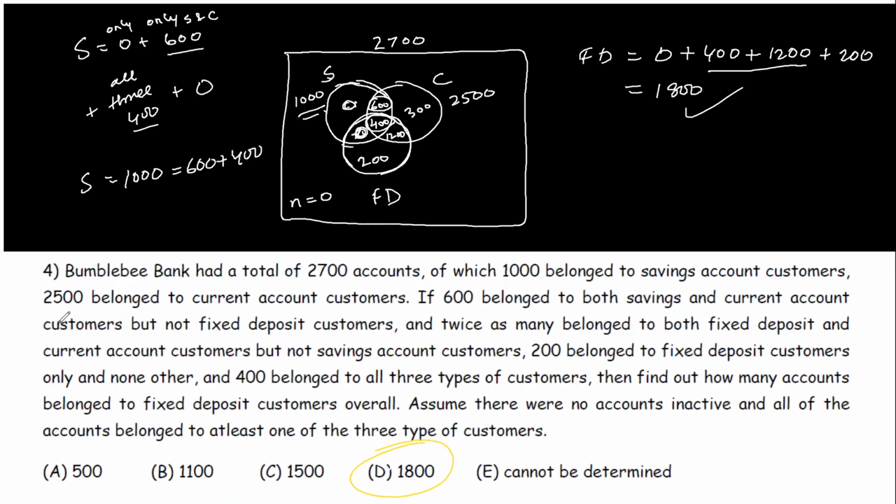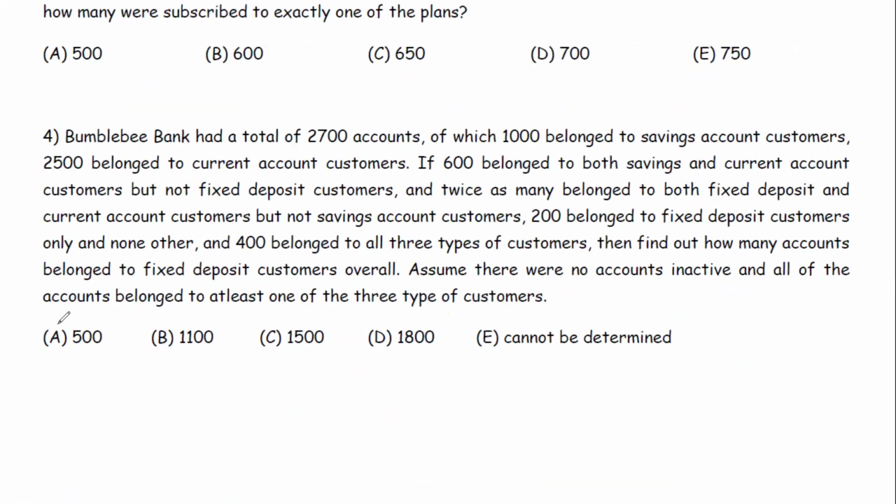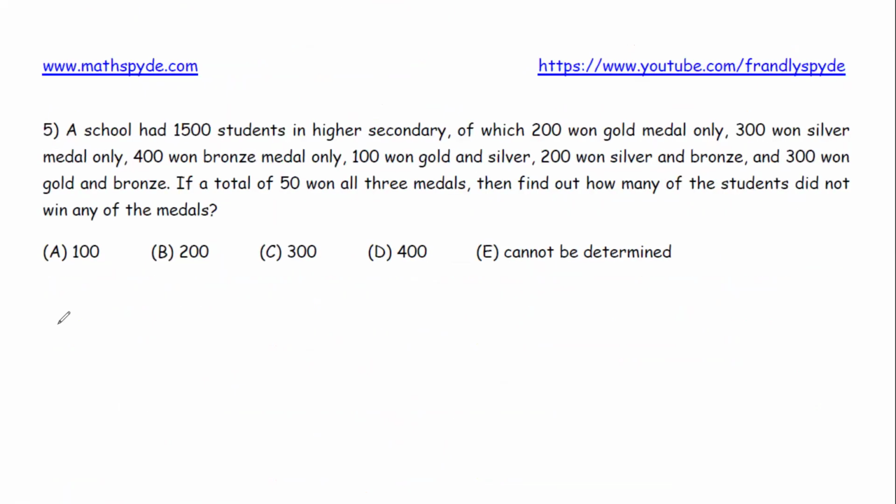So it's a time consuming question, but if you do it carefully, then although it takes time, you'll solve it in one go. Last question, and then we're done with this particular worksheet. So we are done with this particular concept and topic, three circles. A school had 1500 students in higher secondary, of which 200 won gold medals only, 300 won silver medals, and we have bronze. So it's a three circle question.